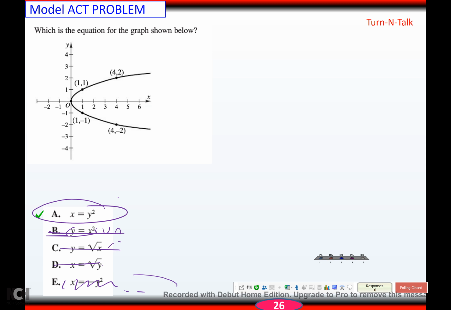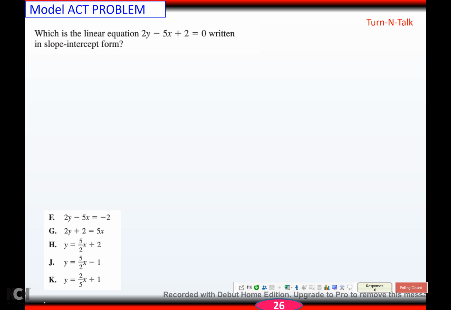It's sideways. The other thing you could do if you're not actually sure is you could plug these points in and see if you get a true statement. If you plug all those in and you get the true statement, then there's your equation. All right, try this one. Hit pause, come back when you're ready.